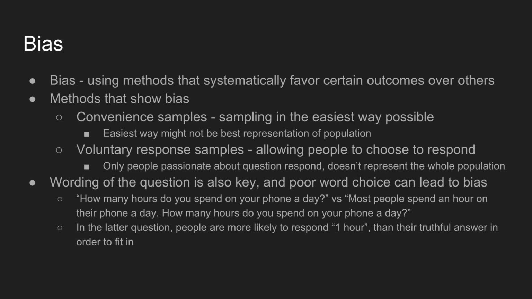One thing that all bad sampling methods have in common is they contain bias. In a statistical context, bias is using a sampling method that systematically favors certain results or answers over the others. One example of a method that shows bias is a convenience sample. A convenience sample, like its name suggests, is one in which the subjects are selected for the surveyor's convenience.